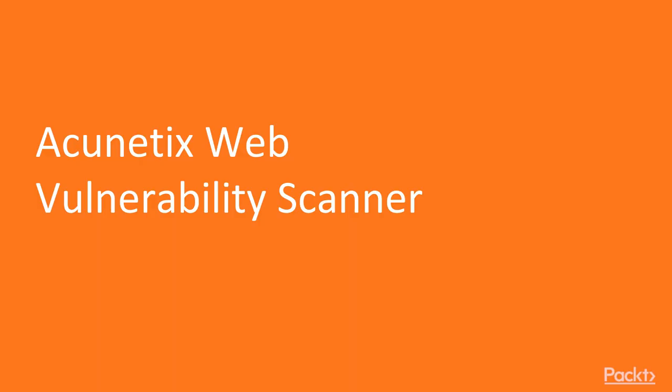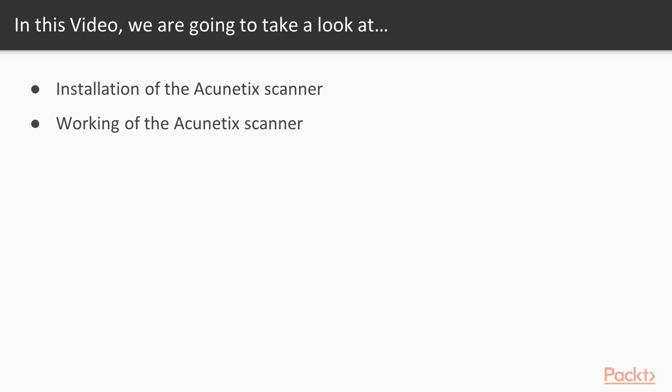Acunetix web vulnerability scanner. In this video we are going to take a look at how you can install Acunetix web vulnerability scanner and then how we can scan a website inside Acunetix. So first of all, open google.com and you can download Acunetix web vulnerability scanner for your Windows operating system. You can perform this practical on your Windows 10 virtual machine.